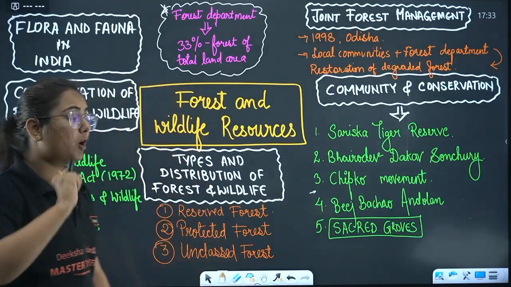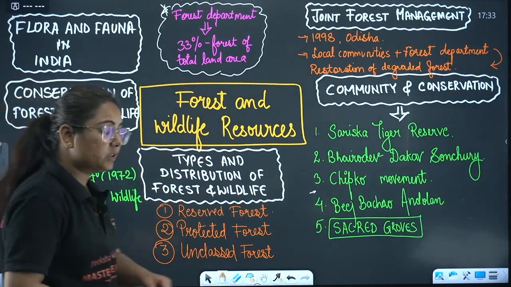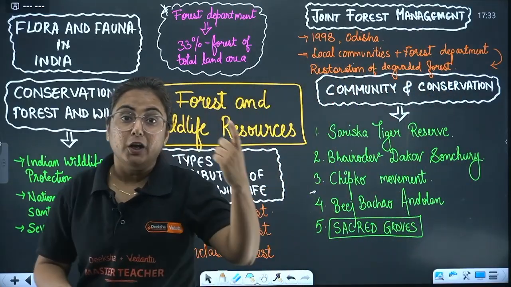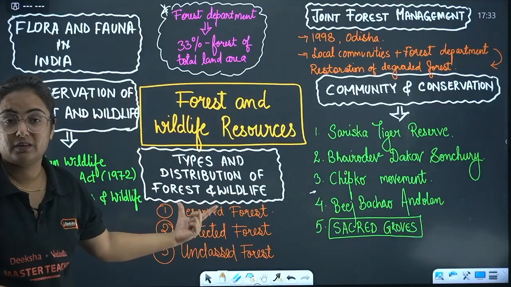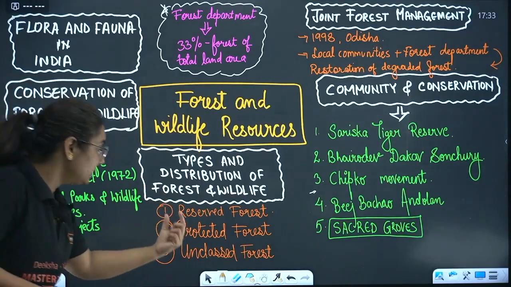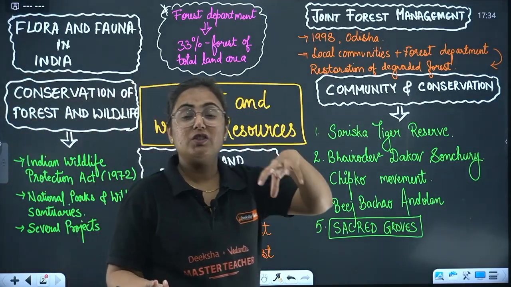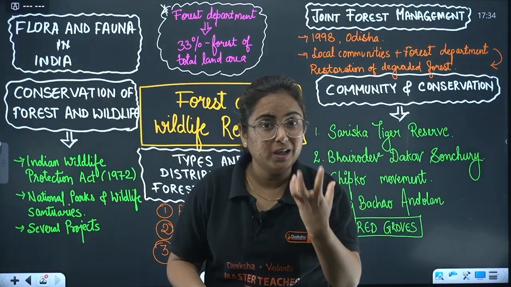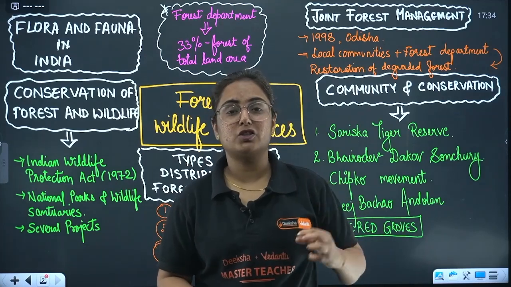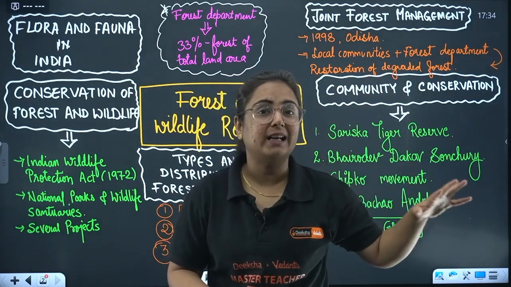Get it? The next important topic from this chapter is types and distribution of forest and wildlife. My dear students, there are 3 types: reserved forest, protected forest, and unclassed forest. Do you know that half of the forest comes under the reserved forest of India? One third of the forest comes under the protected forest of India, and these are areas kept reserved and protected so that human intervention does not affect the species, wildlife and forest life in that area.